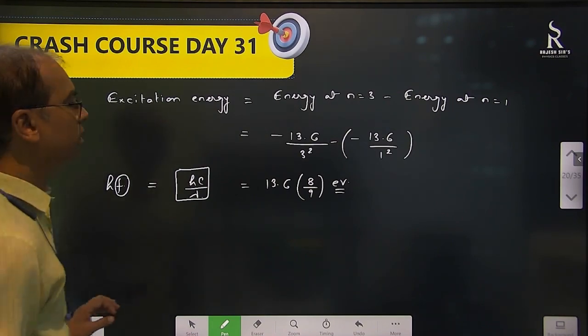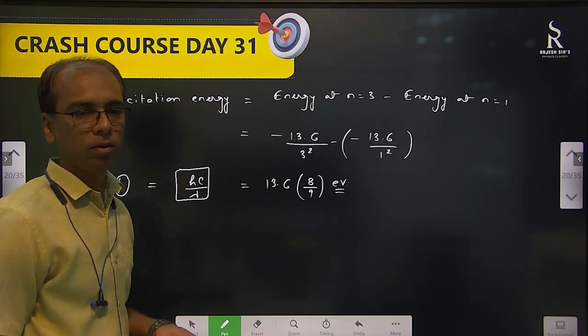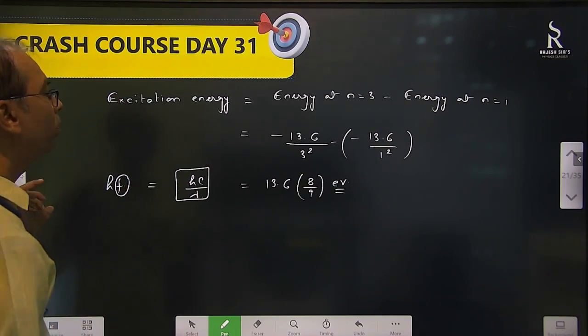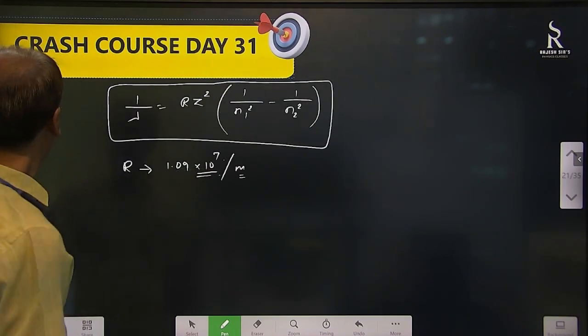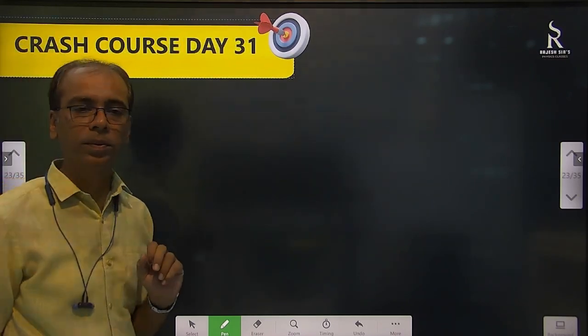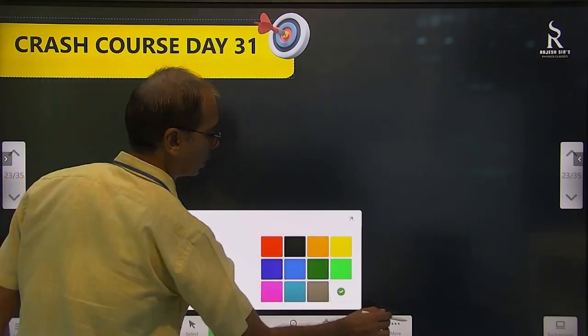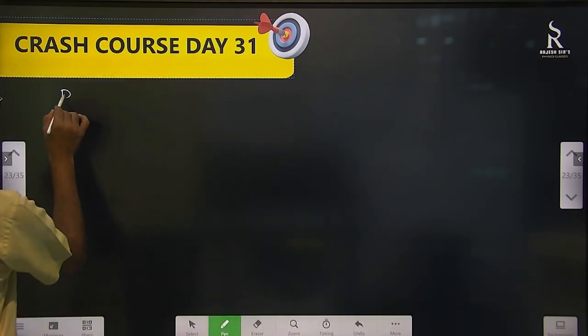Then we have de Broglie's theory. Okay, so what did de Broglie say? De Broglie actually helped Bohr establish his second postulate. What was the second postulate? mvr equals nh by 2 pi. De Broglie hypothesis.